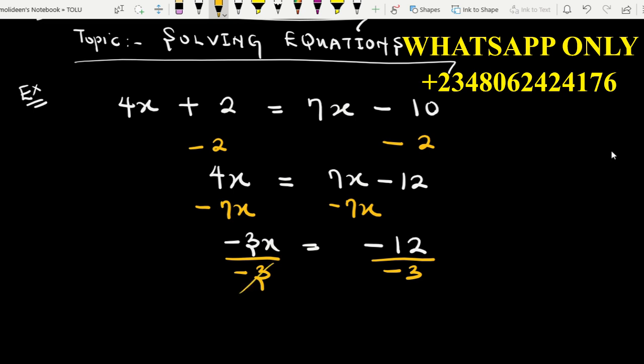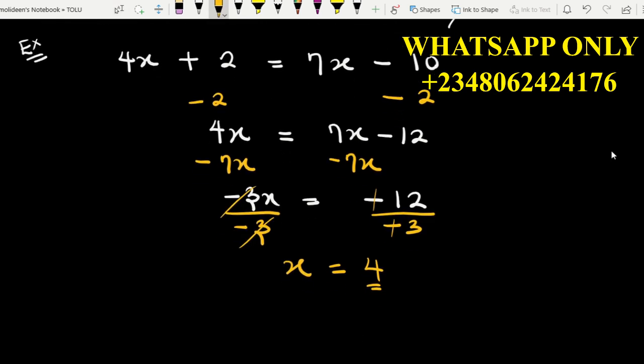Okay? These cancel out, so that we are left with x equals, minus divided by minus will cancel out. So 12 divided by 3 is what? 4. The solution to this problem is 4. Okay? We can simply run a check to confirm whether the left hand side will go to the right hand side.